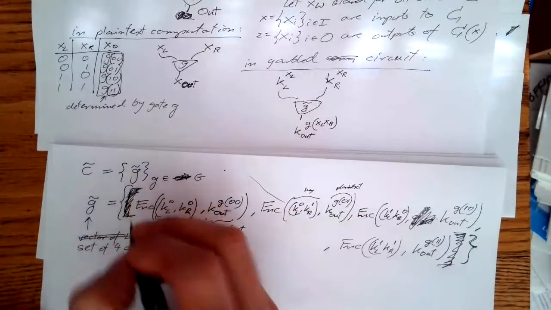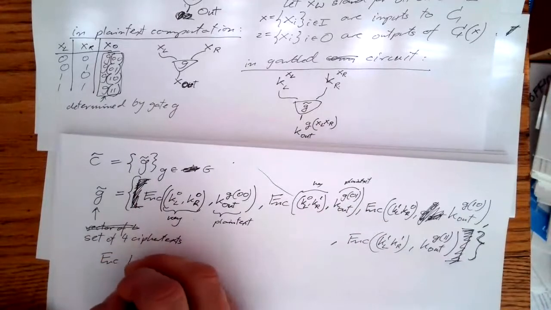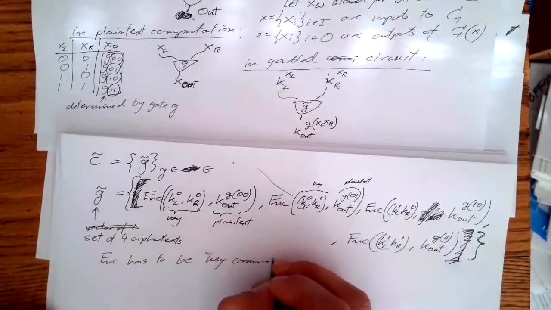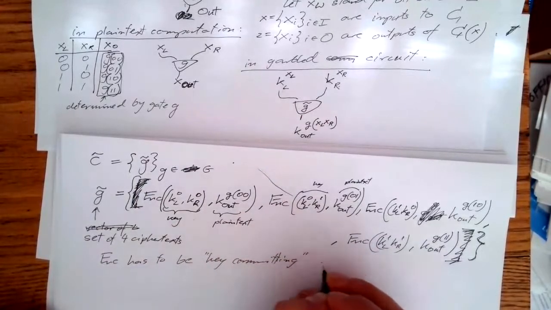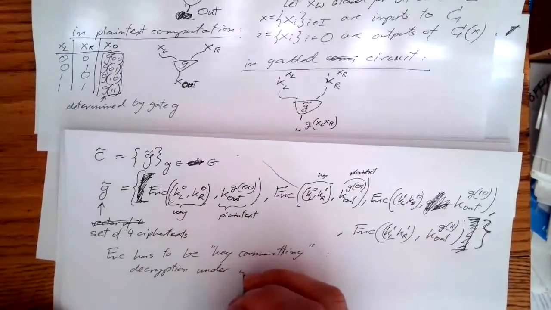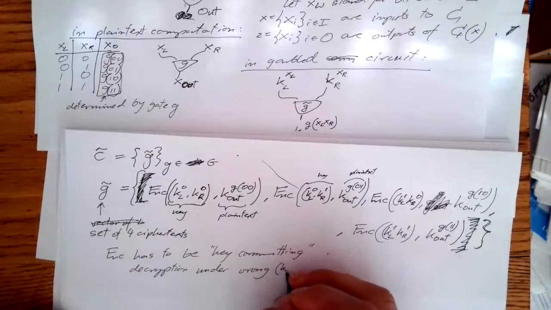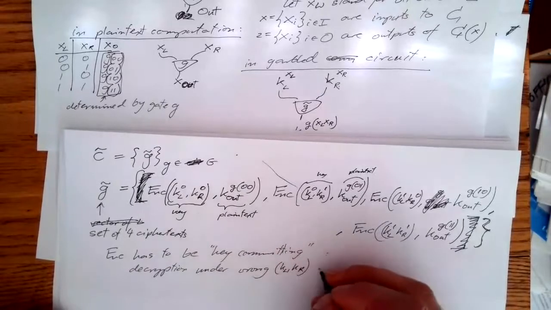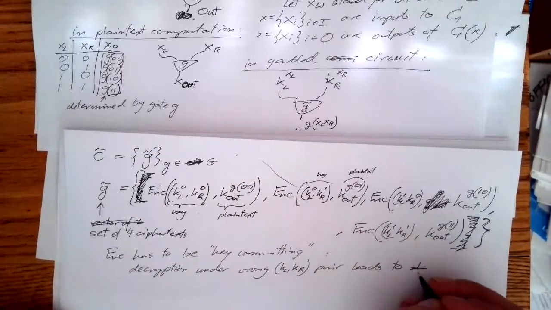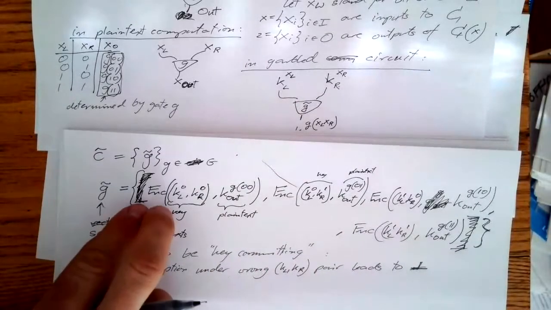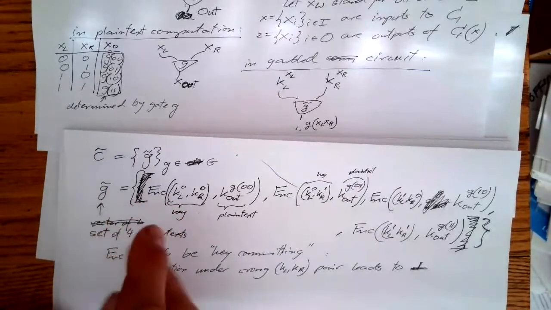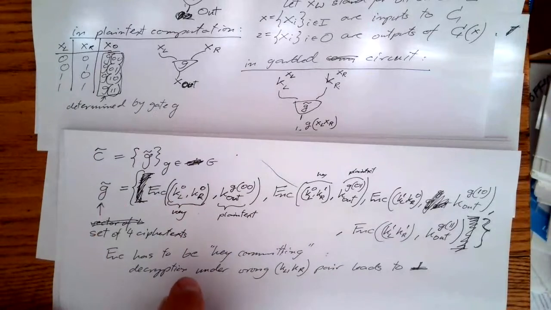So let's make it so the encryption has to be key committing, in the sense that decryption under a wrong KL, KR pair leads to a reject sign. Okay, so think of this as an authenticated encryption, right? You decrypt using the wrong key, and it actually tells you, no, you didn't decrypt correctly.